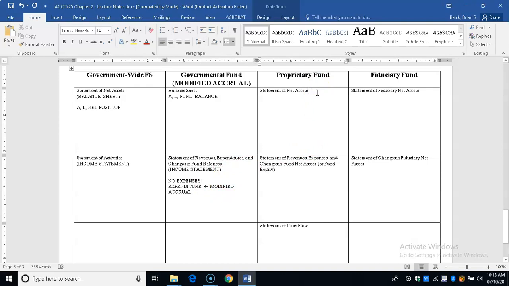For proprietary funds, statement of net assets is like a balance sheet. What about this financial statement? This financial statement is called Statement of Revenues, Expenses and Changes in Fund Net Asset or Fund Equity. This is like what? It's like an income statement.